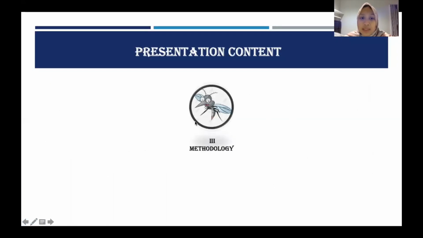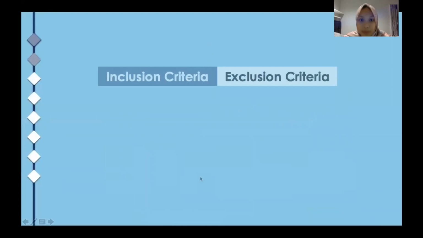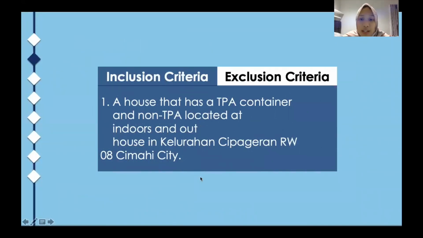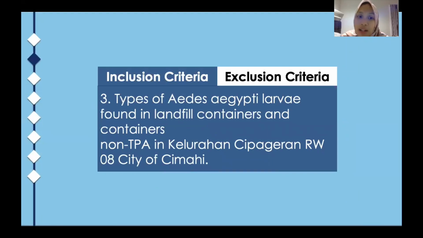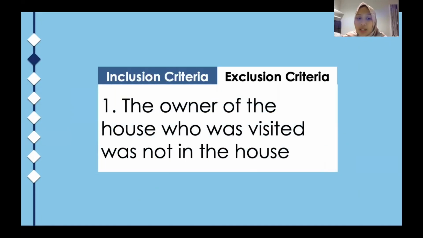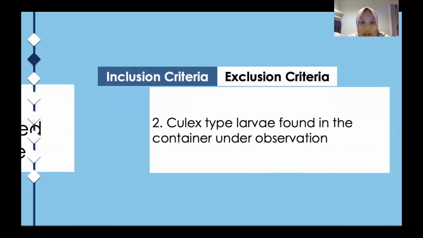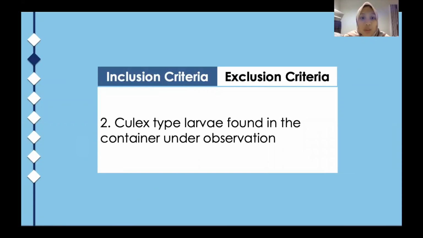The third one is the methodology of our study. There are inclusion criteria and exclusion criteria in our study. The first inclusion criterion is a house that has a TPA container and non-TPA container. The second is approving homeowners to do research observation. The third is the types of Aedes aegypti larvae found in TPA containers and non-TPA containers. Exclusion criteria, the first one: the owner of the house visited was not in the house. And the second one is Culex larvae found in the container under observation.